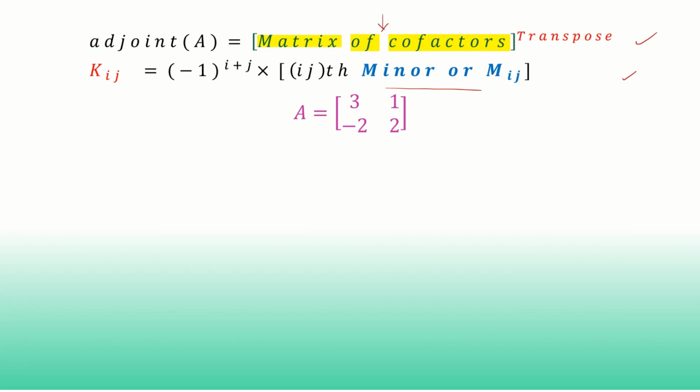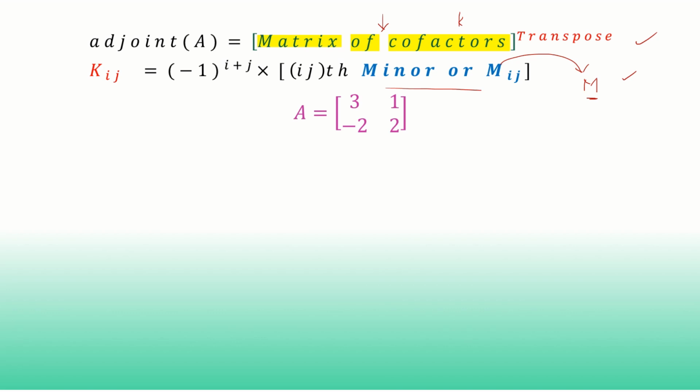The matrix of cofactors, which I called K, and let us call the matrix of minors M. There is a very important thing which is common between K, M and A: the number of rows and the number of columns is going to be the same. That means K and M both are going to be 2 by 2 matrices. So now we have to figure out this M, and hence we need to figure out the K.